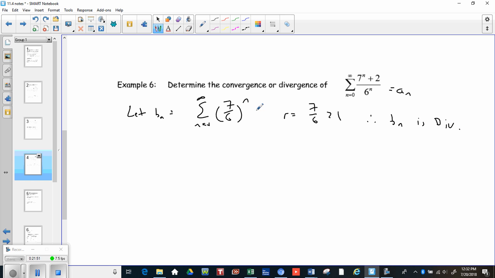Now we just need to show that this one is a greater value. 7 to the n plus 2 is going to be bigger than 7 to the n because the denominators are both 6 to the n. So a sub n is going to be a greater sum. So a sub n is greater than or equal to b sub n. Therefore, since b sub n is divergent, a sub n is also divergent.